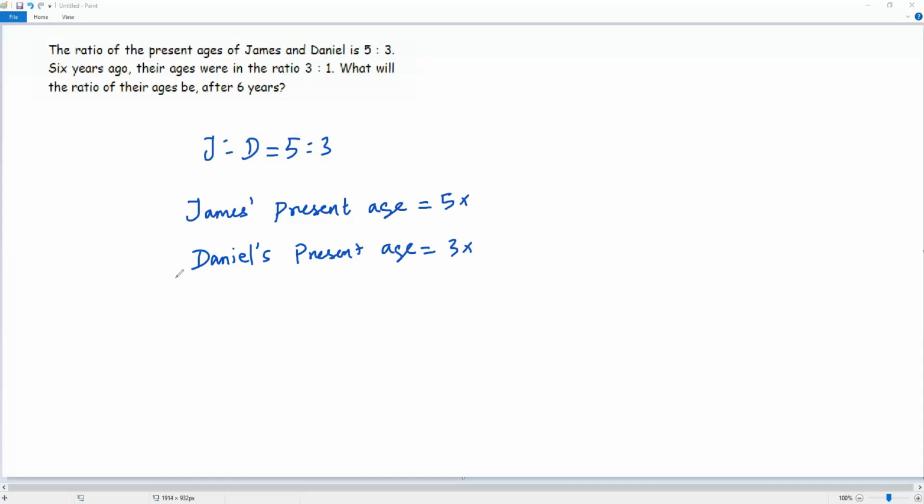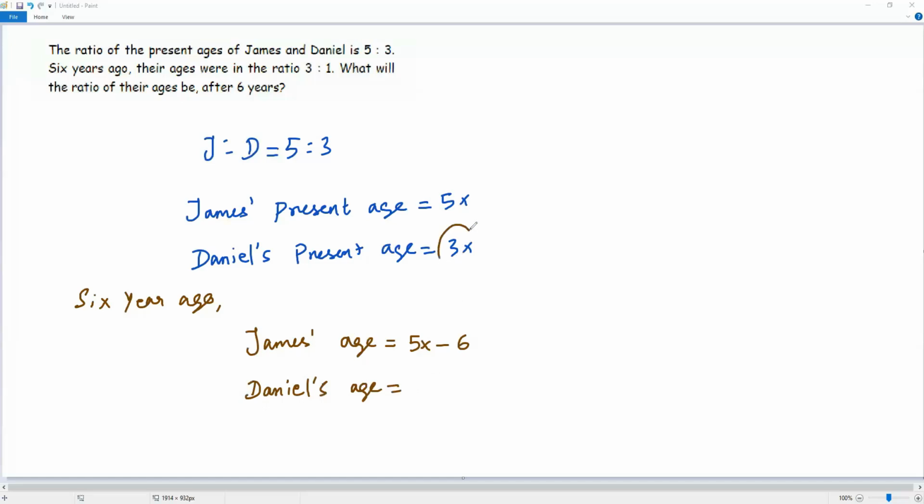Okay, 6 years ago, their ages were in the ratio 3 to 1. Let's write the ages of James and Daniel 6 years ago. At present, James' age is 5x. So if I want to get the age 6 years ago, I have to subtract 6 from the age. So James' age 6 years ago is 5x minus 6. And Daniel's age 6 years ago, the same logic. I have to subtract 6 from the age, then I'm getting 3x minus 6.